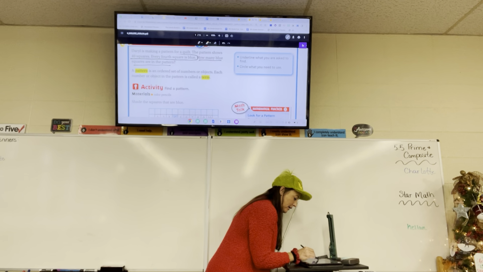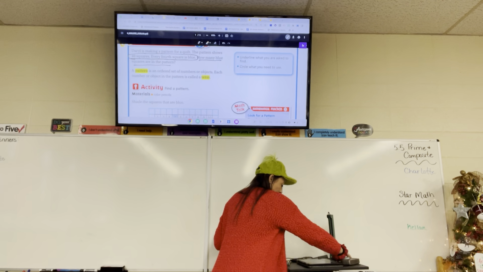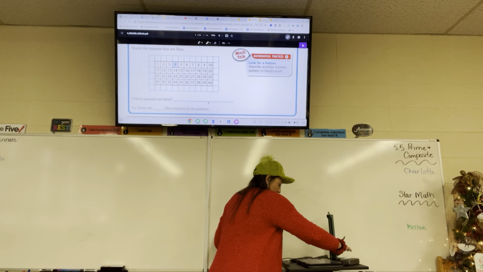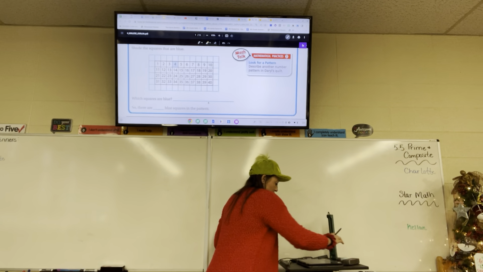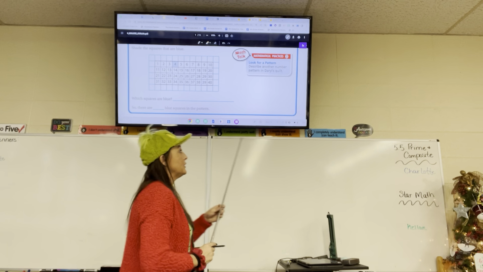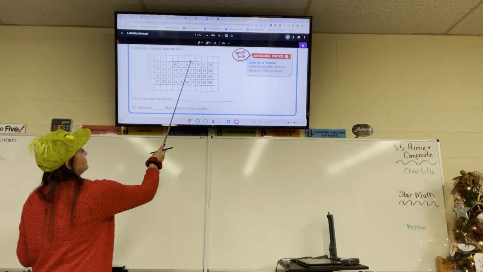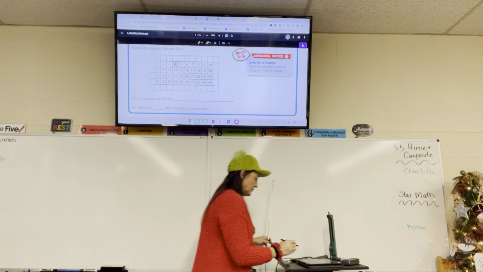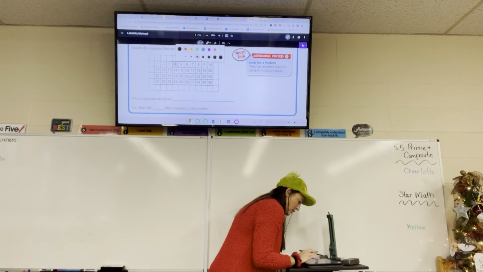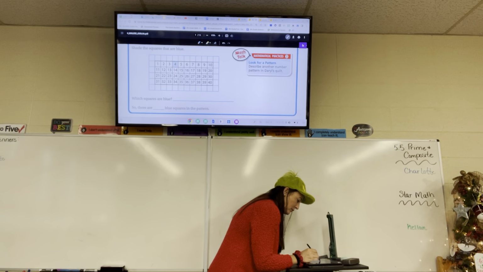A pattern is an ordered set of numbers or objects. Each number or object in the pattern is called a term. Shade the squares that are blue. So remember, every fourth square is blue. So we have 1, 2, 3, shade. 1, 2, 3, shade. They shaded 4 for us. We're going to shade 8.